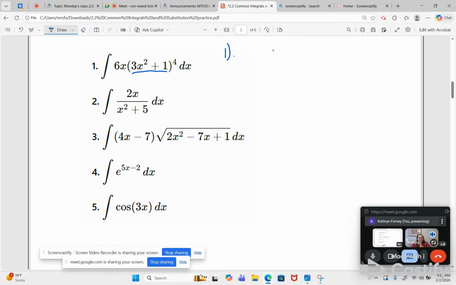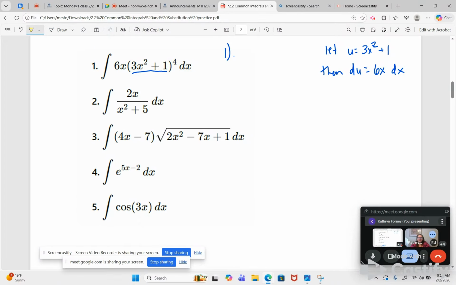So for number one, we want to let u equal 3x squared plus 1. Then what is the derivative of 3x squared plus 1? That would be 6x dx. Now, this 3x squared plus 1 is our u. So when we rewrite this, we have, maybe if my pen works.